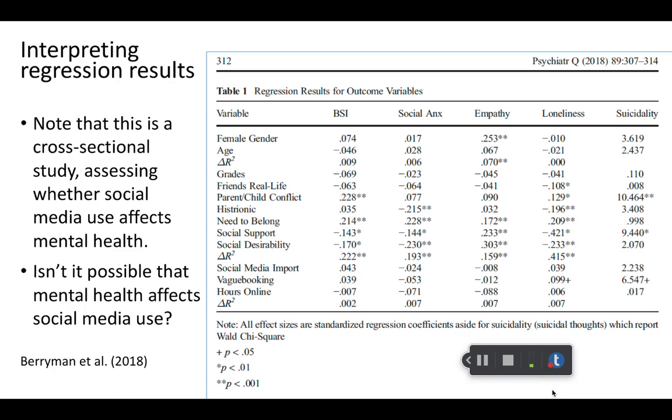So here's some cautionary notes. Let's notice that this is a cross-sectional study in which all of the data were collected at one point in time. And they're assessing whether social media use affects mental health, but they don't really have data on time order, which came first, the social media use or the mental health problem. And we could and should ask, isn't it possible that mental health issues affect social media use?